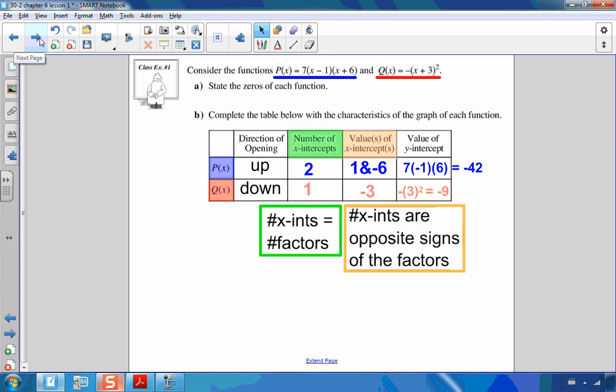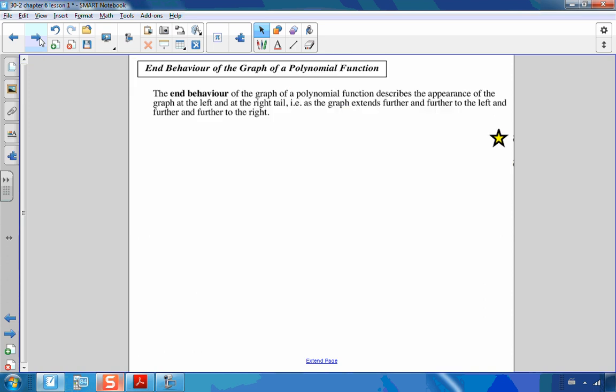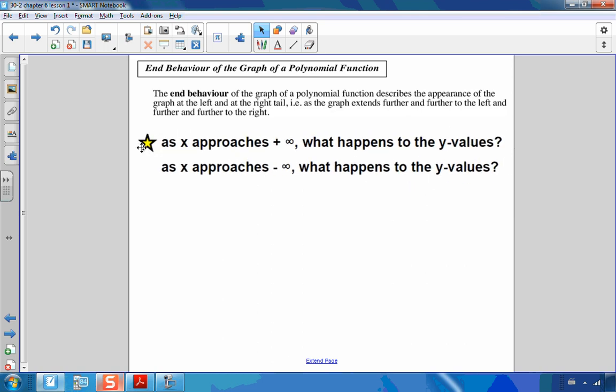Okay, so a lot we can tell just from the equation in factored form. Let's talk about the end behavior. The end behavior is what happens at the left and the right tail, in other words, as it extends further and further in each direction. I like to say, as x approaches positive infinity, what's happening to the y? As x approaches negative infinity, what's happening to the y? So when I talk about the behavior of a graph, I'm really talking about my y values.